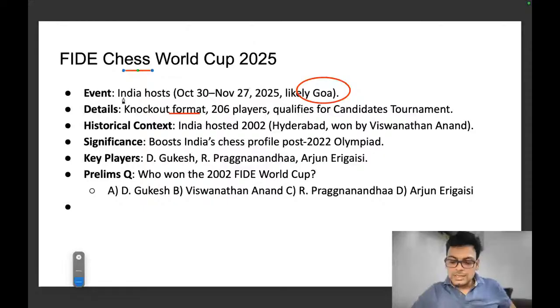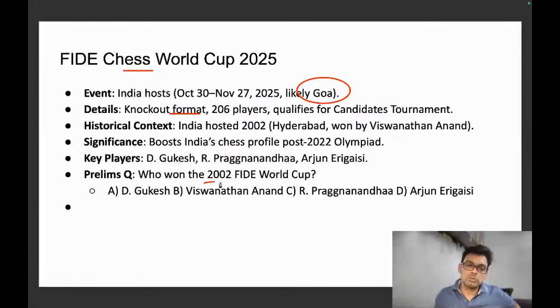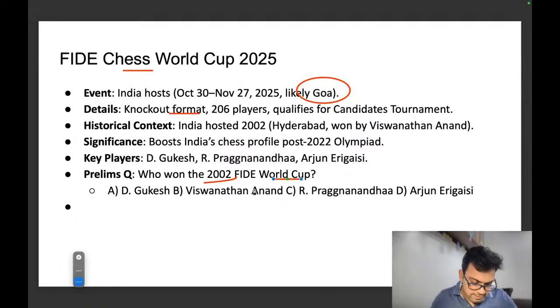2022 Chess Olympiad. Who won the 2002 FIDE World Cup? Anyone? You've got 30 seconds. You need to answer quickly. Answer is Viswanathan Anand.